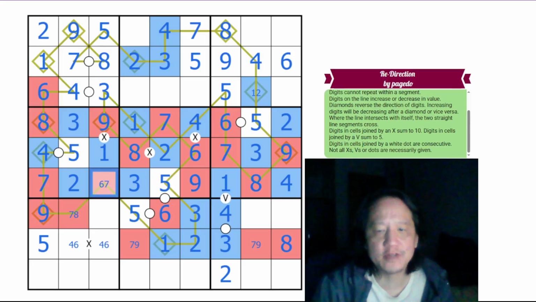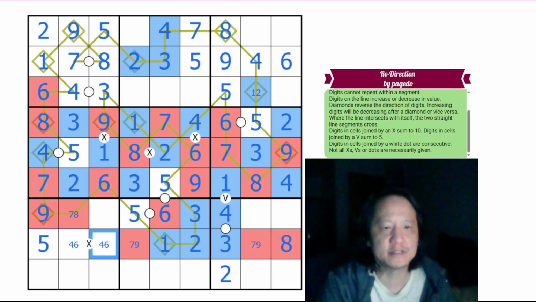7 eliminates 7 here, so it's 6. 6 eliminates 6 here, so it's 4. 4 eliminates 4 here, so it's 6. And this 7 eliminates 7 here, so it's 8.